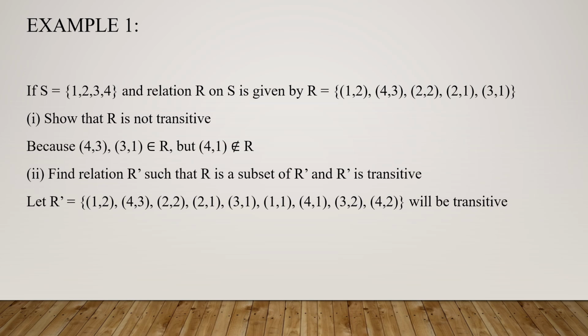Correct? Now, another ordered pair (4,3) is there. (3,1) is there, (4,1) is there. Yes, check it out, it is there. Correct? Now, if I add (3,2), then will it be transitive? Yes, it will be transitive. Correct? Why? Because (4,3), (3,2) is there. So (4,2) should also be there. Then it will be transitive. So again, I am adding (4,2). So I have found a bigger relation than R, which is now transitive. You have to check with all ordered pairs.